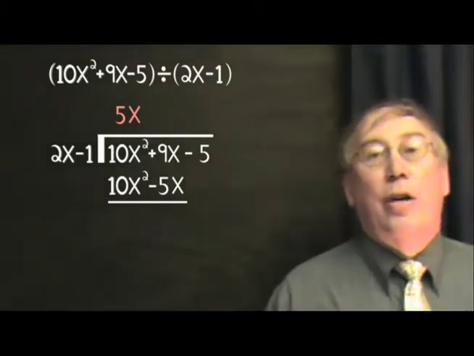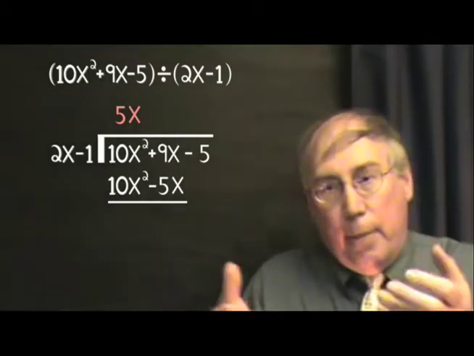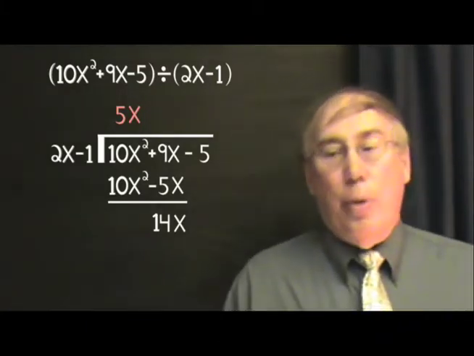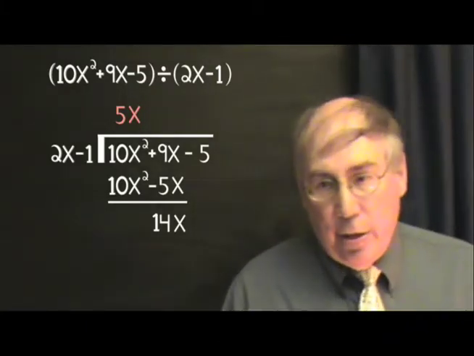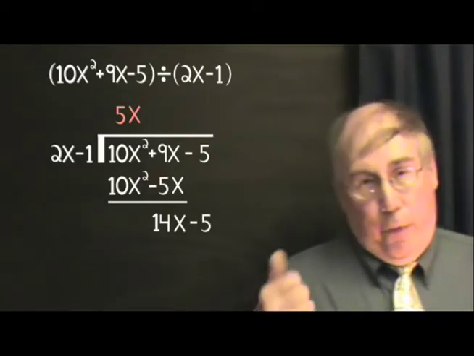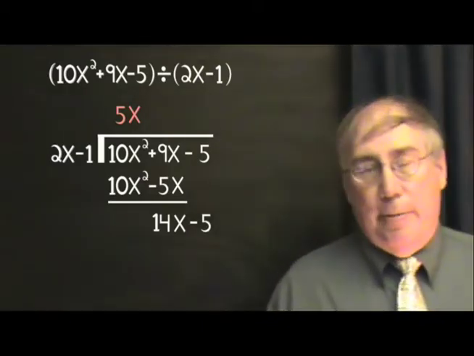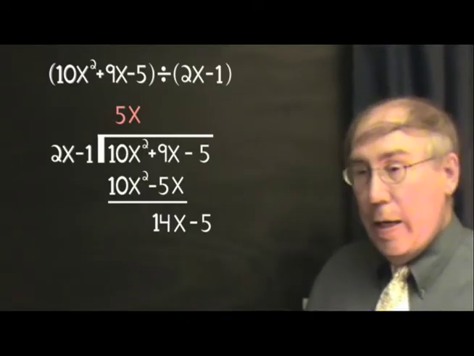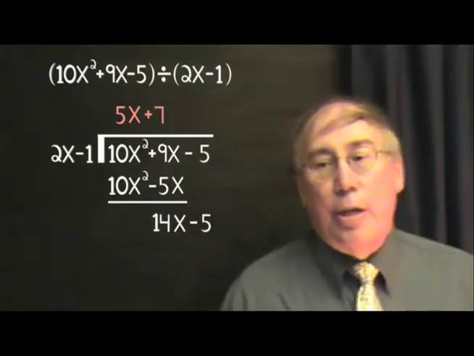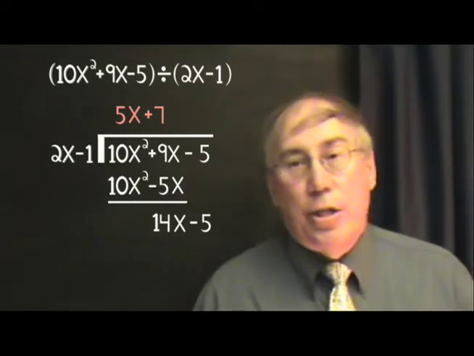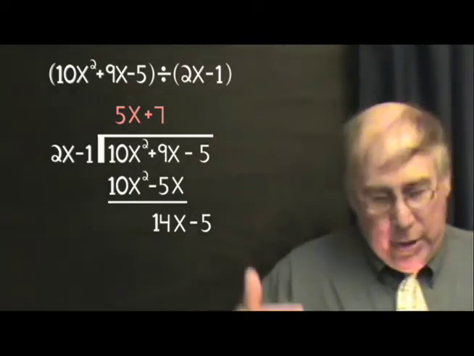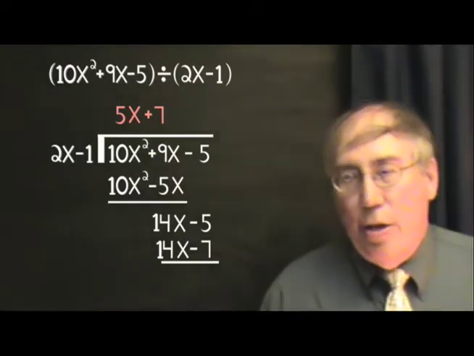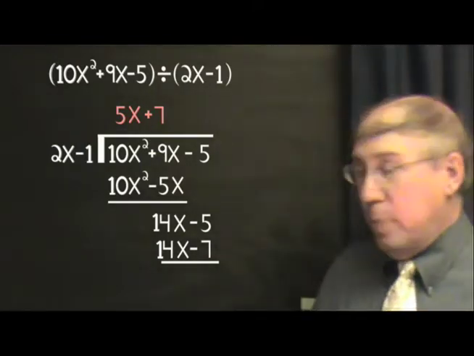Now subtract the lower terms from the upper terms and you get 14x. What can we multiply times the 2x in the divisor so that we get a 14x? Well, that's a plus 7. So when we multiply through by the plus 7, we get 14x minus 7. Then we subtract the lower terms from the upper terms, and we should land up with a plus 2.